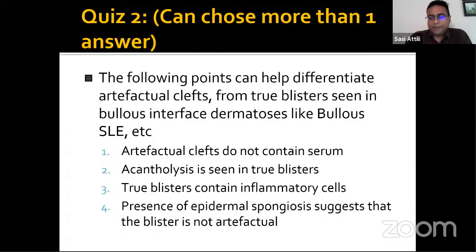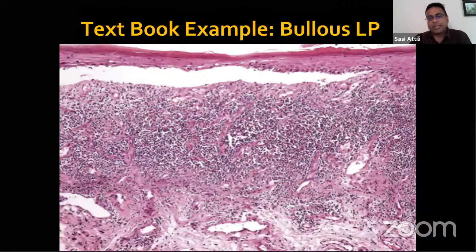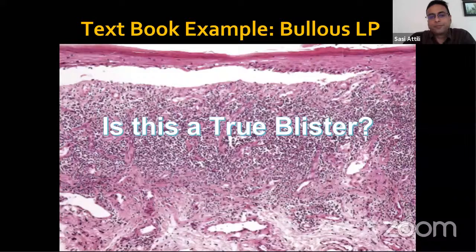Okay. So now this is a textbook example of bullous lichen planus. Is this a true blister or is this an artifactual blister? Type T for true, F for false. Please type your answer in the chat box. T for true, F for false. This is a textbook example of bullous LP. So you need to know whether in bullous LP, the blister we are actually seeing is a true blister or an artifactual blister. Type T for true, F for false. We'll give another 5 seconds.